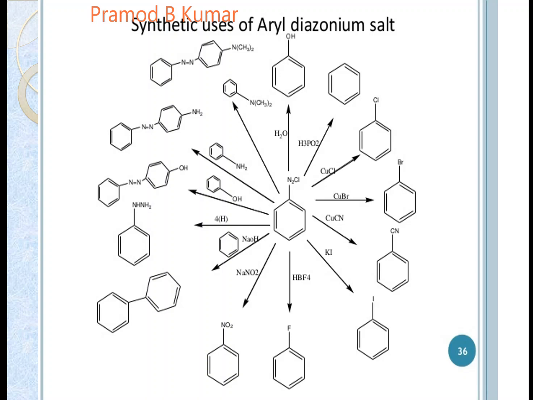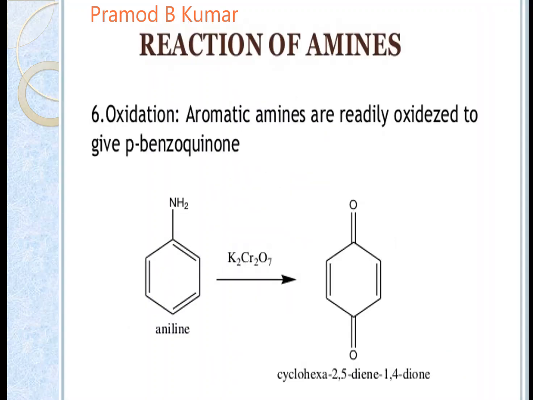At low temperature it will give an azo-coupled product; at high temperature it undergoes a displacement reaction to give you substituted products: fluoro, iodo, cyano, bromo, chloro benzene and phenol. And at lower temperature it will give you an azo product.